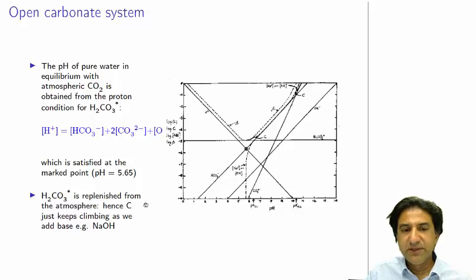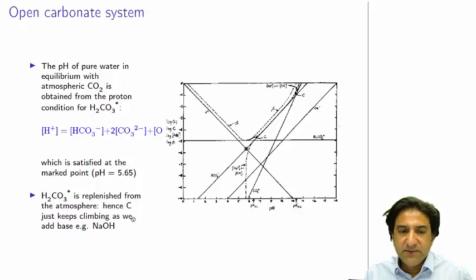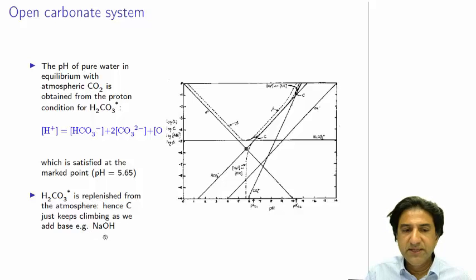So H2CO3 is replenished from the atmosphere, hence C just keeps climbing as we add base, which basically means that if you have sodium hydroxide in a beaker, it's just going to be neutralized in the end because of the CO2 dissolving in the water. That's what that's saying.